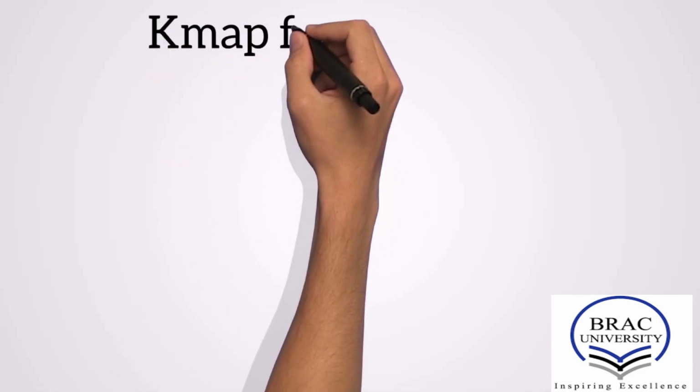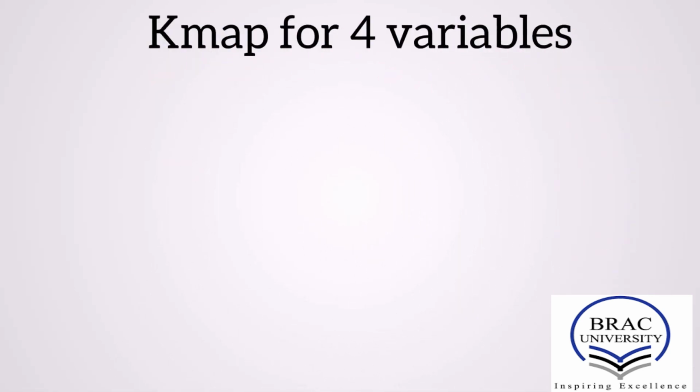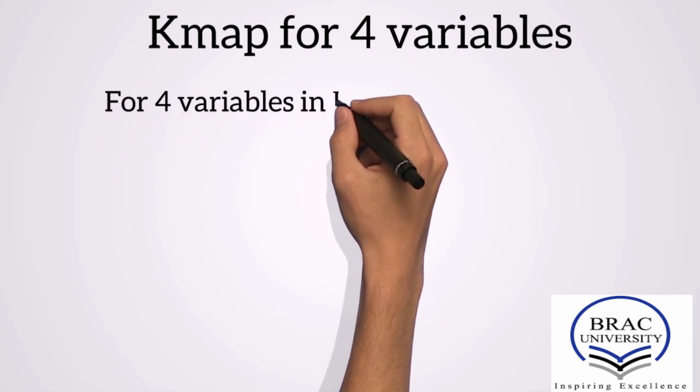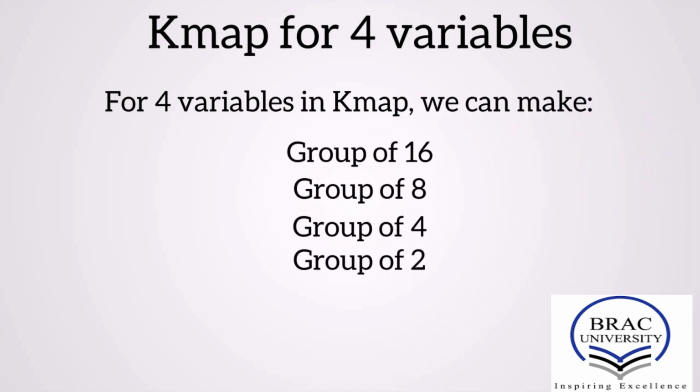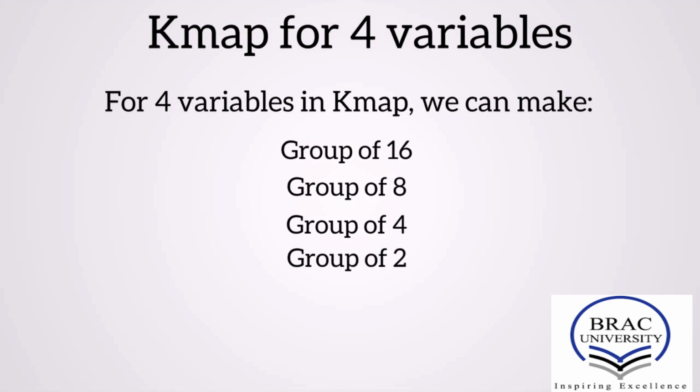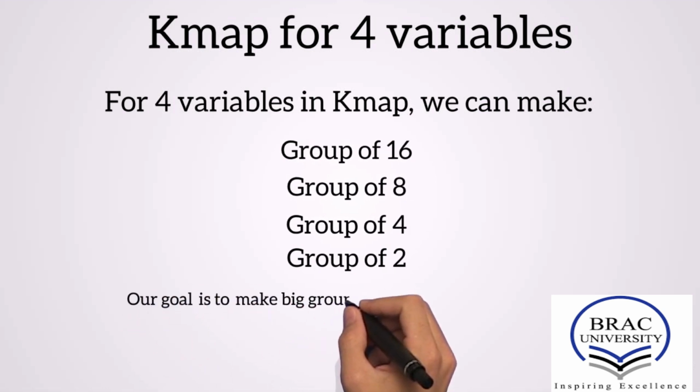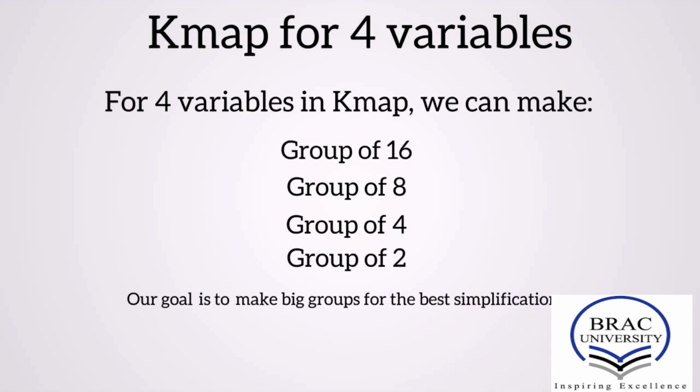Now we will see K-map for 4 variables. Since we have 4 variables, we will have 16 possible combinations and 16 min terms. So we need 16 boxes. For 4 variables, we can group our ones in groups of 16, 8, 4 or 2 in order to simplify our functions. Our goal is to make big groups for the best simplification.